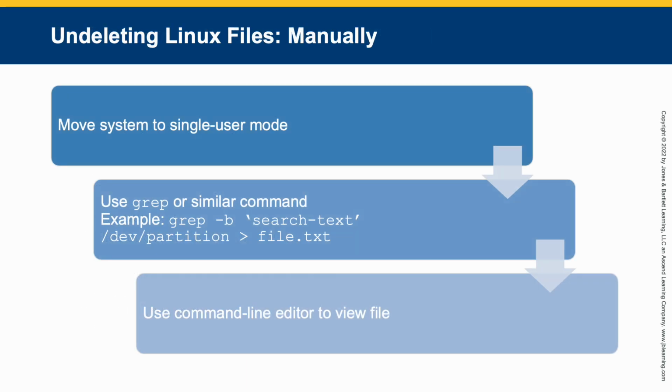Undeleting Linux files manually. Move the system to single user mode. Use grep or a similar command: grep -b search-text /dev/partition > file.txt. Use a command line editor to view the file.